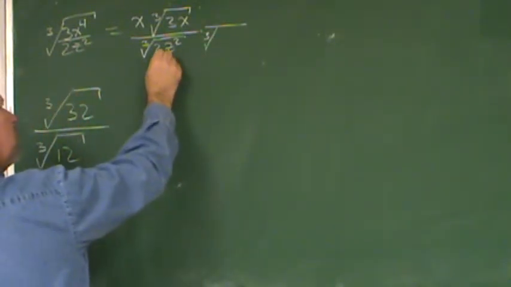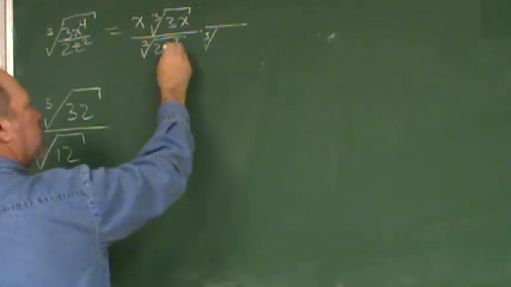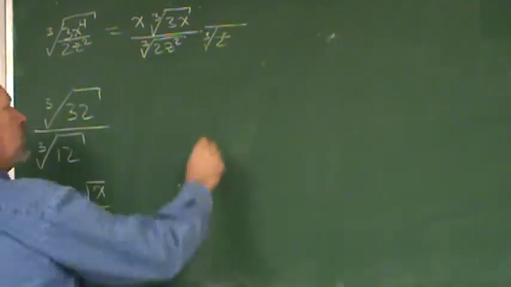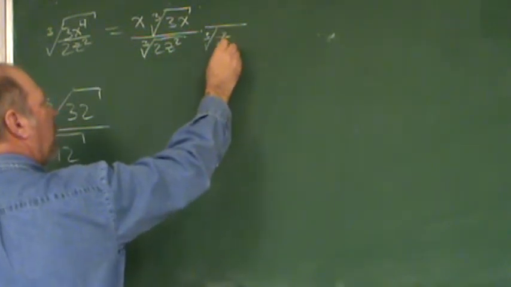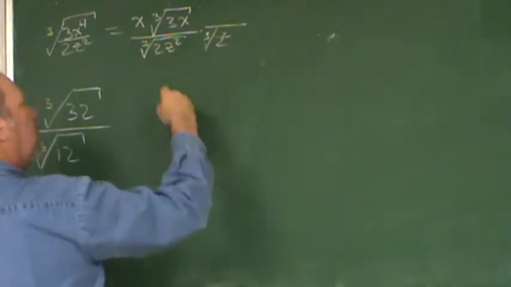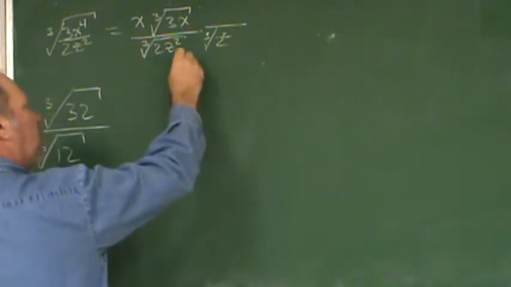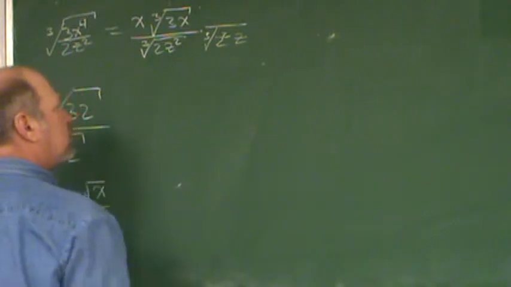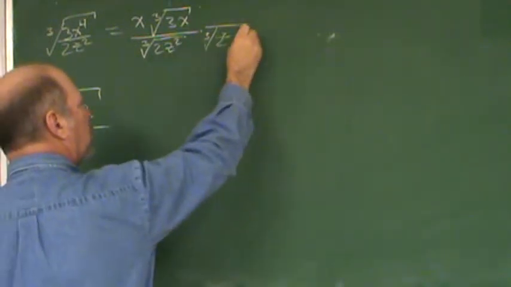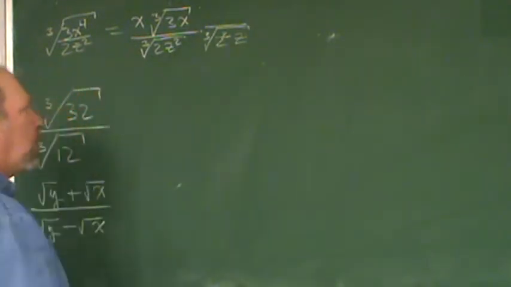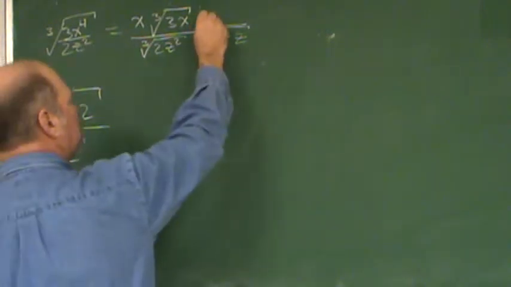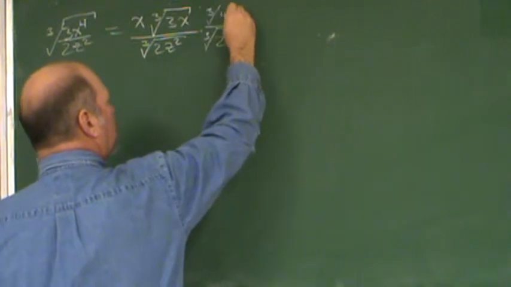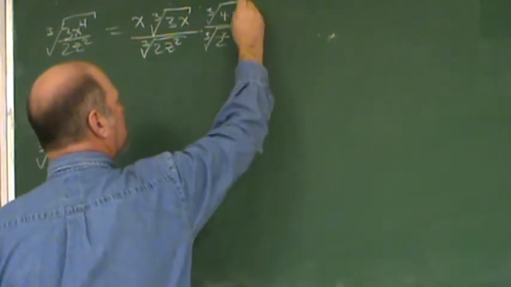Now, the exponent on this 2 is 1, so 2 plus 1 gives me 3. So I'm going to multiply by 2 to the second power, because 2 squared times 2 gives me 2 cubed. The exponent on the z is 2, so I'm going to multiply by z to the first, because 2 plus 1 gives me 3. And what I do to the bottom, I have to do to the top, so I'll multiply this by the cube root. Now 2 squared is 4, and then 4z.